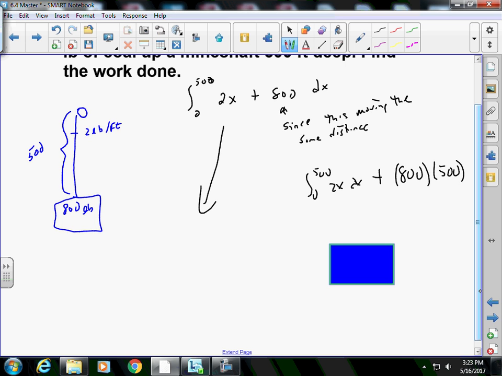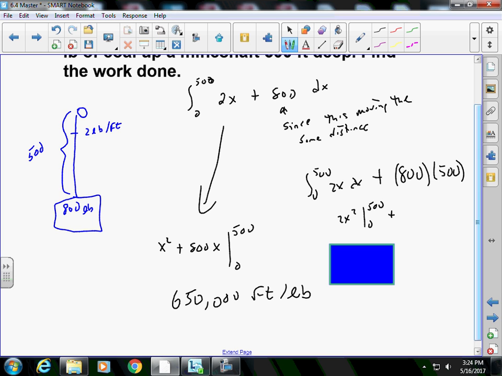So we're going to integrate this. I get x squared plus 800x from 0 to 500. And that turns out to be 650,000 foot-pounds. And again, if I did it this way, I'd end up with 2x squared from 0 to 500 plus 400,000. And I get the exact same answer. It doesn't matter. I'm just trying to show you that there's more than one way to look at these problems.